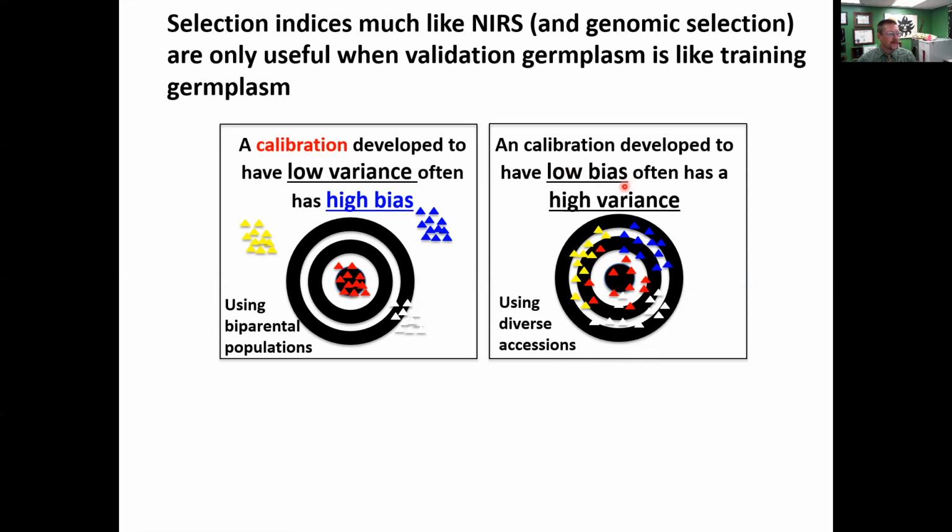If we use a diverse collection of accessions and the same amount of data, it's going to have low bias in that it'll probably give you estimates that are reasonable for all of these biparental populations. However, it's going to have high variance, so you're not going to have very much specificity. The error on all these, or the confidence interval on all of these, is going to be very large. You know, it might be 10 centimeters plus or minus 10 centimeters in this case, and 10 centimeters plus or minus 1 centimeter in this case.